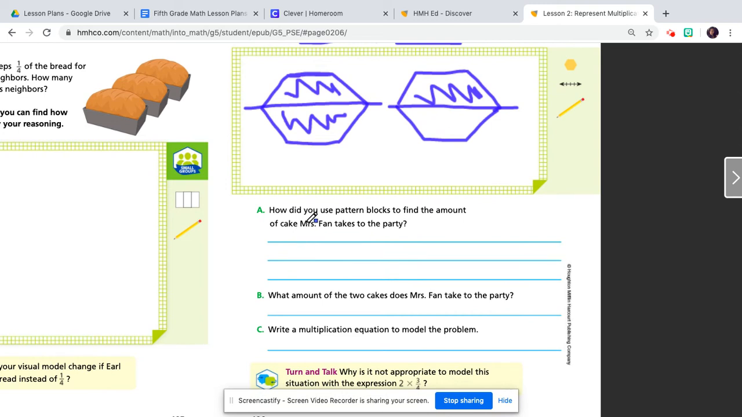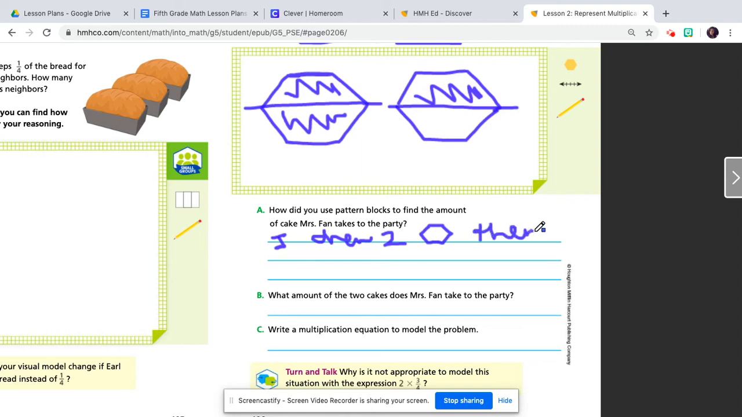So part A says, how did you use pattern blocks to find the amount of cakes Mrs. Fan takes to the party? Well, like I said, I represented each one with a hexagon. So I drew 2. And I'm just going to show a hexagon instead of writing it. You can go ahead and write it just because I want to save time. I drew 2 hexagons, right? That's the first thing I did. Then I cut each one in half.